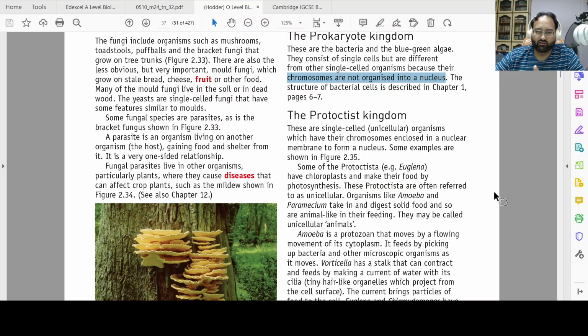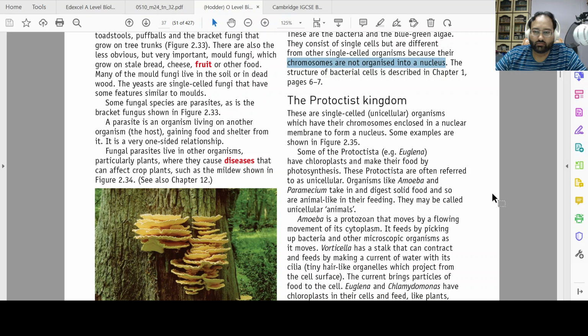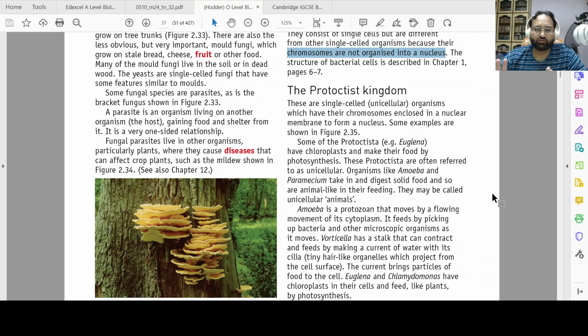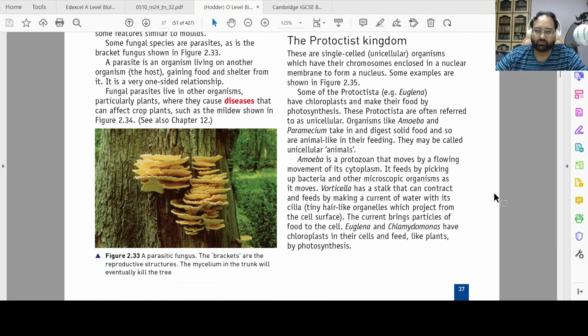So again, right after we're done with this chapter, we'll talk about cells, and at the end of that chapter, we'll talk about bacteria. For now, no nucleus for prokaryote. Just keep that in mind. Out of the 5 kingdoms, kingdom prokaryote is the one that does not have a nucleus. Just keep it simple. So the Protoctists have chromosomes in a nucleus.